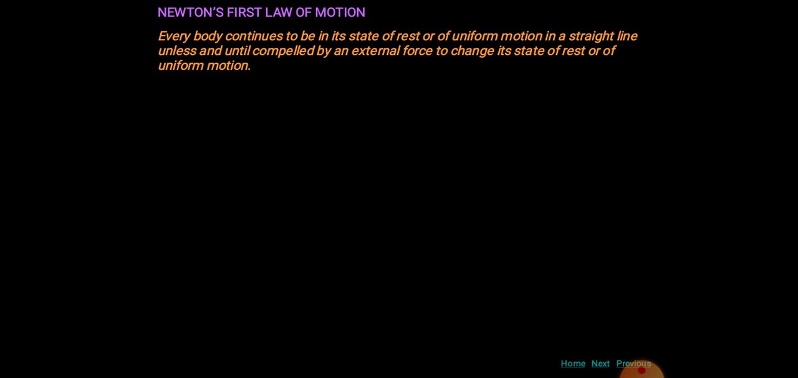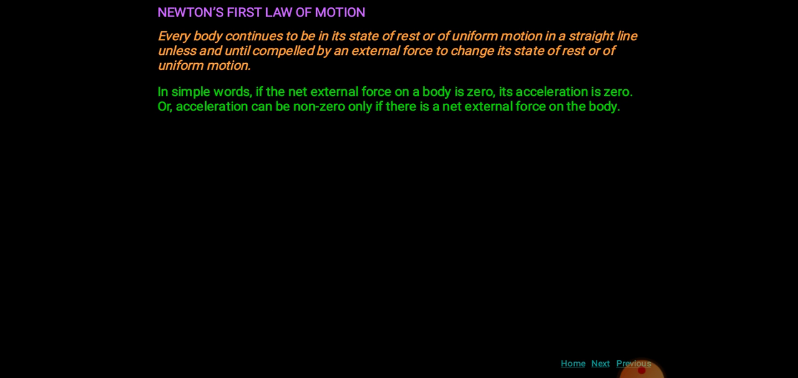So every body continues to be in a state of rest or of uniform motion in a straight line unless and until an external force is applied on it. In simple words, when the net external force on a body is zero, then its acceleration is also zero. The acceleration can be non-zero if and only if a net external force is acting on the body. But if the net external force on the body is zero, then its acceleration is zero.